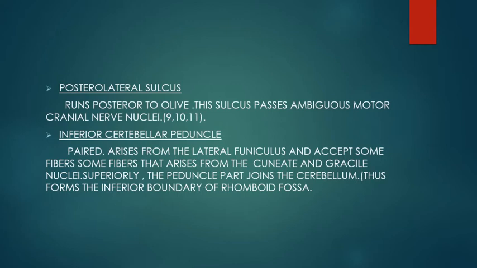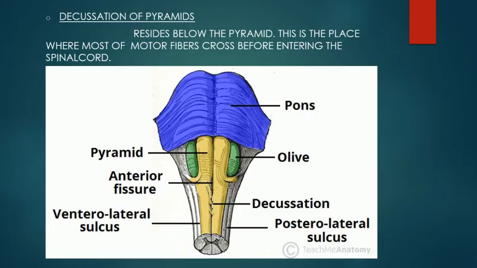Then the inferior cerebellar peduncle. The inferior cerebellar peduncles are paired, and arise from the lateral funiculus and accept some fibers that arise from the cuneate and gracile nuclei. Superiorly, the peduncle joins the cerebellum, and thus forms the inferior boundary of the rhomboid fossa.